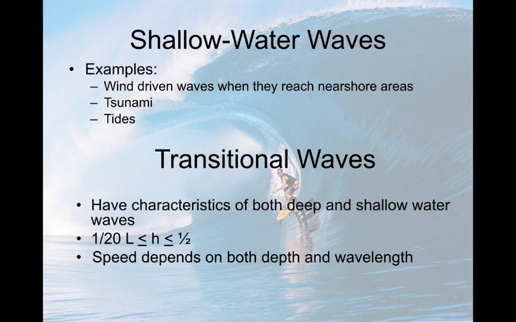A shallow water wave occurs when depth is less than 1/20th the wavelength. A deep water wave occurs when depth is greater than 1/2 the wavelength, and a transitional wave is in that sweet spot where the depth is between 1/20th wavelength and 1/2 the wavelength. So I guess that begs the question, if it's exactly 1/20th wavelength or exactly 1/2 wavelength, is that a wave that's in transitional or shallow water?